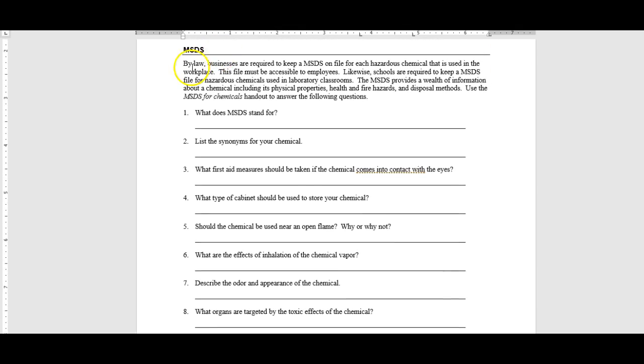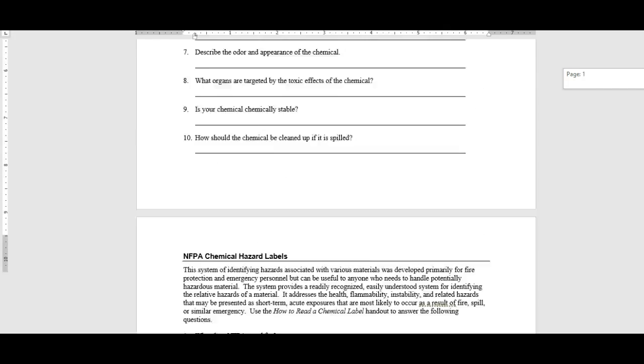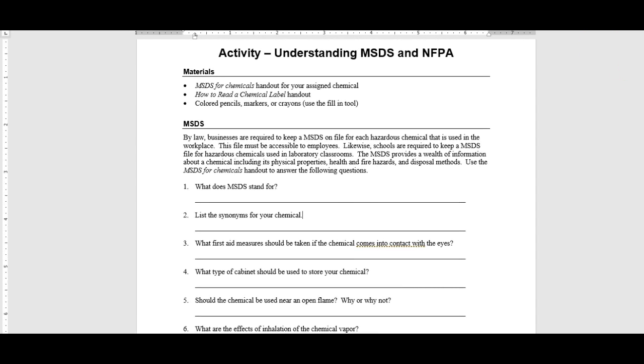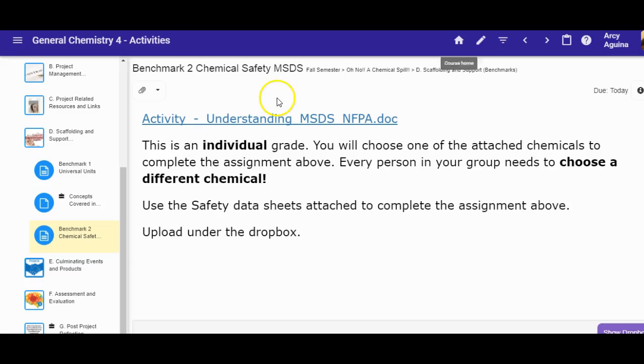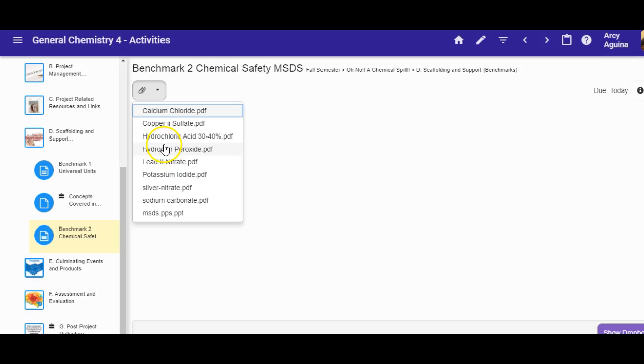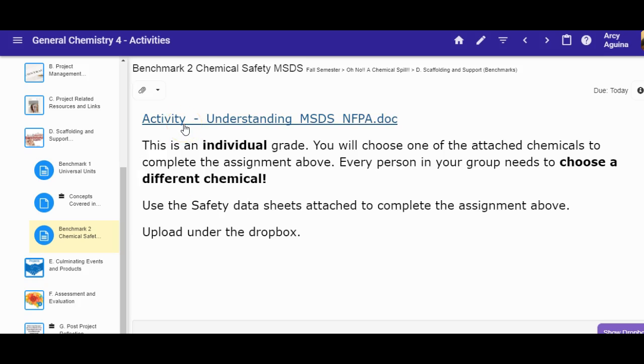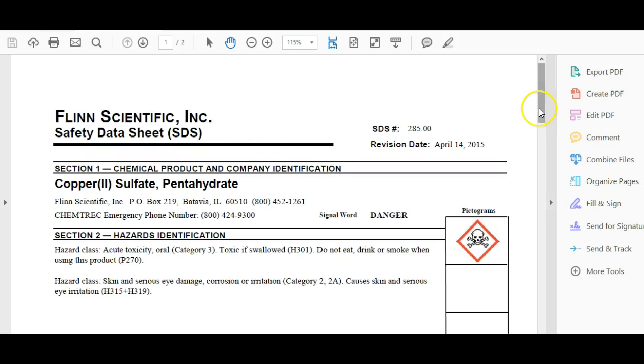So make sure you read all this and why we have to do it. The law requires it, blah, blah, blah. And then answer the questions. So the way you're going to answer your questions is it just depends on what chemical you assigned yourself. So the chemicals are here under the paperclip. You're going to click here, and you're going to pick one of these 8. There's a PowerPoint here on MSDS, just in case you need it. If you need some more background information, you can look through that. But all of these is a safety sheet, and you need to turn it into a material safety data sheet.